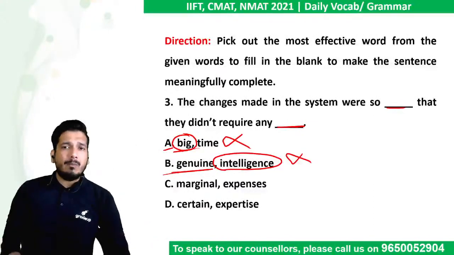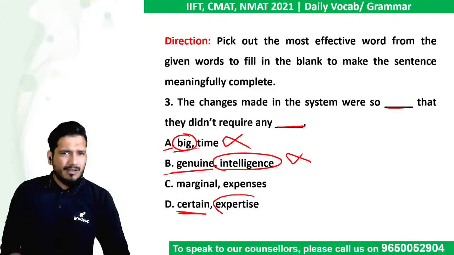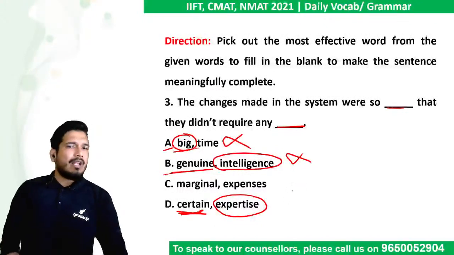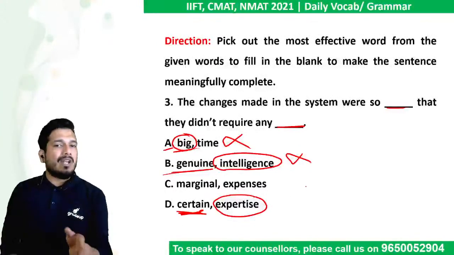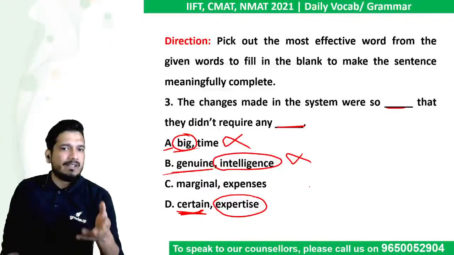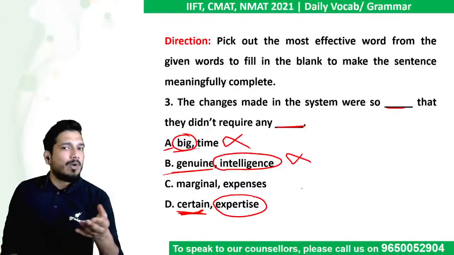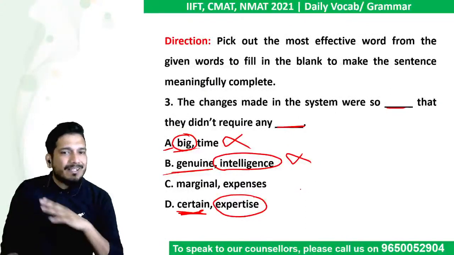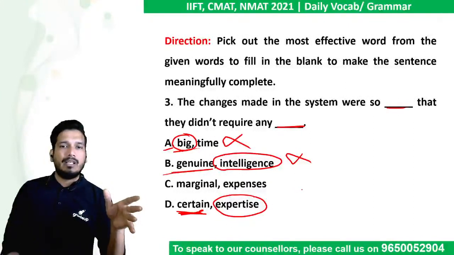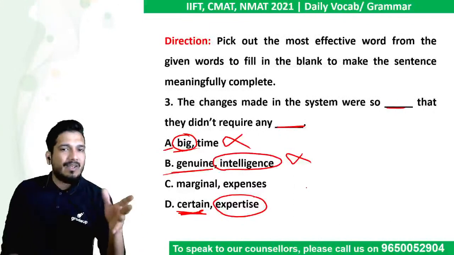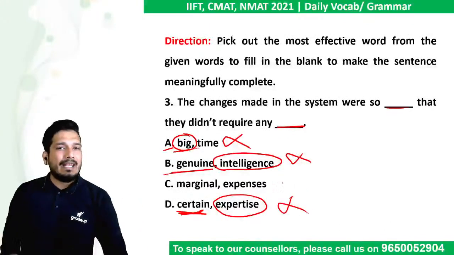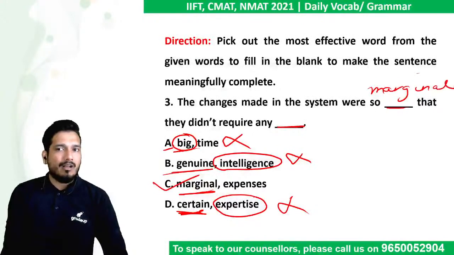Okay, D: the changes made in the system were so certain that they didn't require any expertise. If something is certain, it doesn't mean that you don't require any expertise. Something can be certain and yet very difficult to understand, right? It might require certain expertise to understand it. Just because something is certain, that I have to follow this path, doesn't mean that the path itself becomes an easier one. So I can negate it.